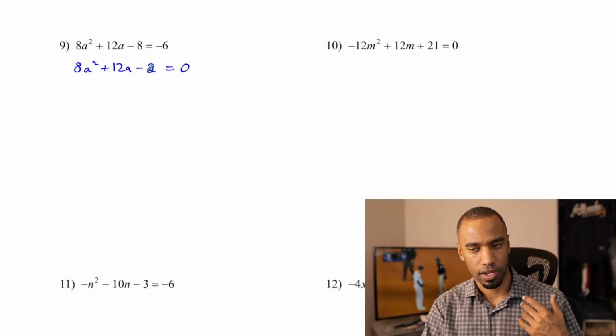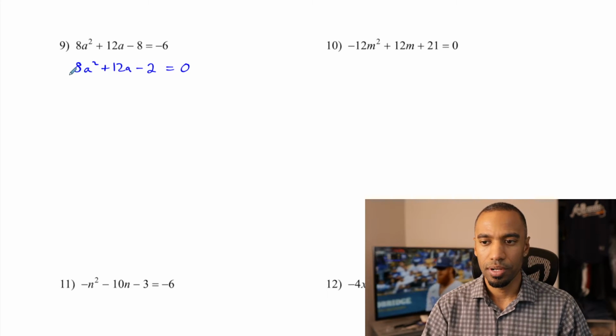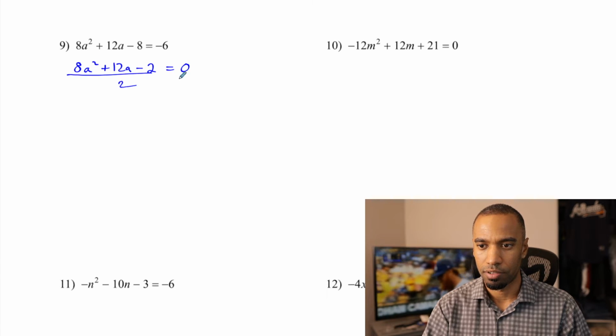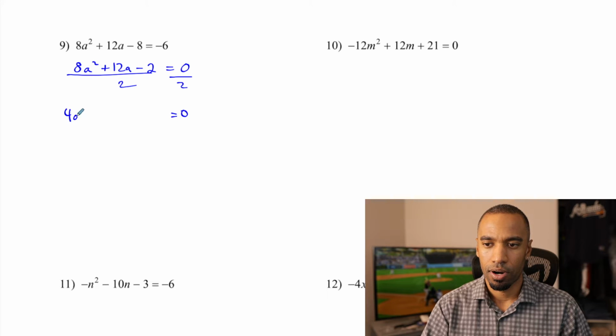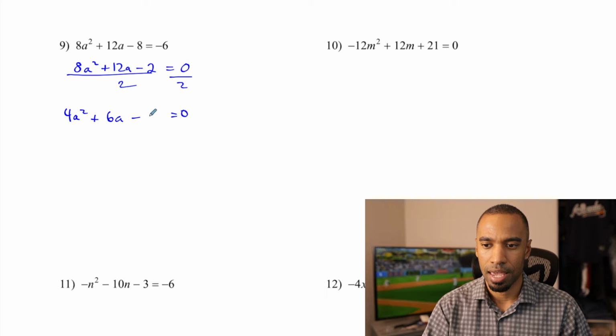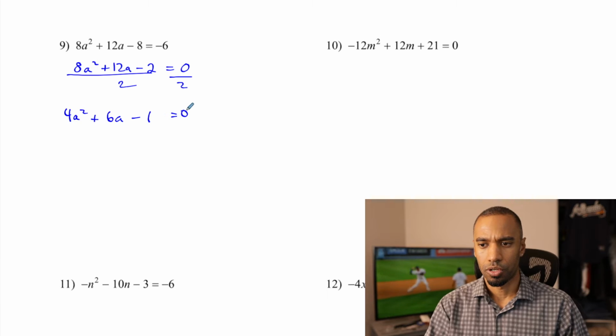If you notice, guys, we do have a common factor of 2. I'm going to just go ahead and divide everything by 2 outright. That's the whole divide everything by 2 like that. 0 over 2 is 0. And that's 4a squared plus 6a minus 1 equals 0.